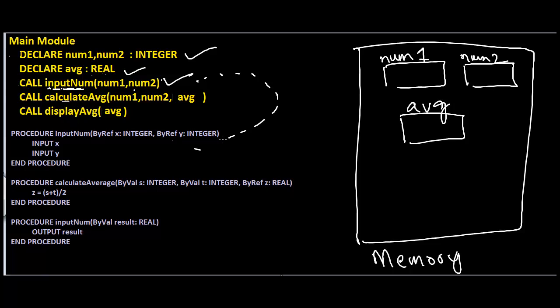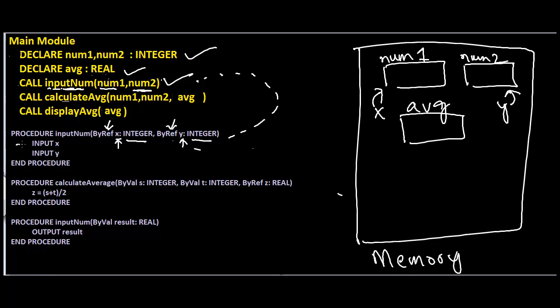And what we can see here in this definition is that input num is expecting two parameters. The first one should be an integer and the second one should also be an integer. The first one is being passed by reference and the second one is also being passed by reference. So num1 is the first parameter being passed by reference, which means that this x will be pointing directly towards num1, and this num2 is also being passed by reference, which means this y is going to be directly pointing towards this memory location num2, right?